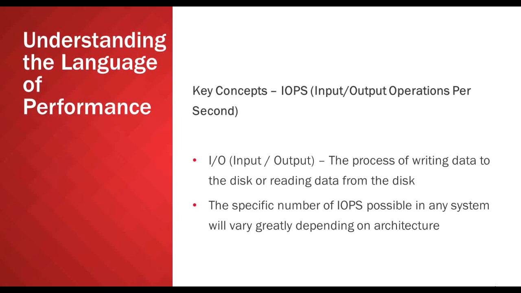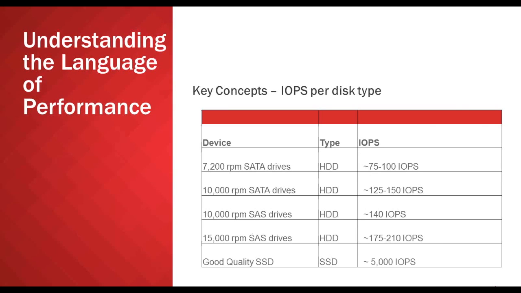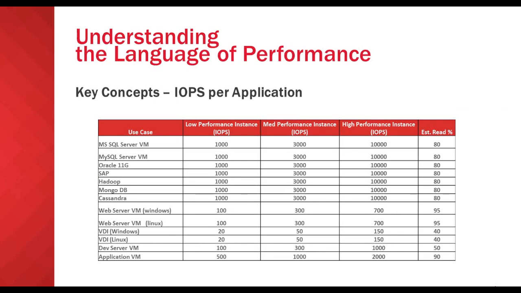So key concepts. IOPS, or input-output operations per second, is really the process of writing to the disk or reading from the disk. That's fairly straightforward. And the specific number of possible IOPS in any system will vary greatly depending on the disk and underlying storage architecture. So from a performance reference here, we have, for example, a 7,200 RPM SATA drive, typically between 75 and 100 IOPS. Old faithful 15K SAS drives, server class, enterprise class drives, 175 to 210. Basic physics limits the amount of performance you can get out of a spinning disk drive. You can only spin those platters to a certain speed, and then they just can't deliver any more reads and writes. And then compare that to a good quality flash drive or solid state drive at around 5,000 IOPS per disk. It's a huge difference.